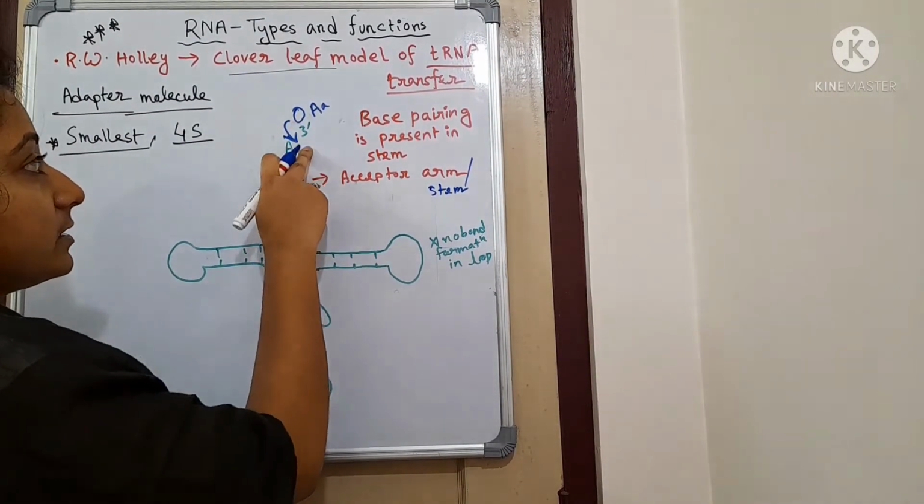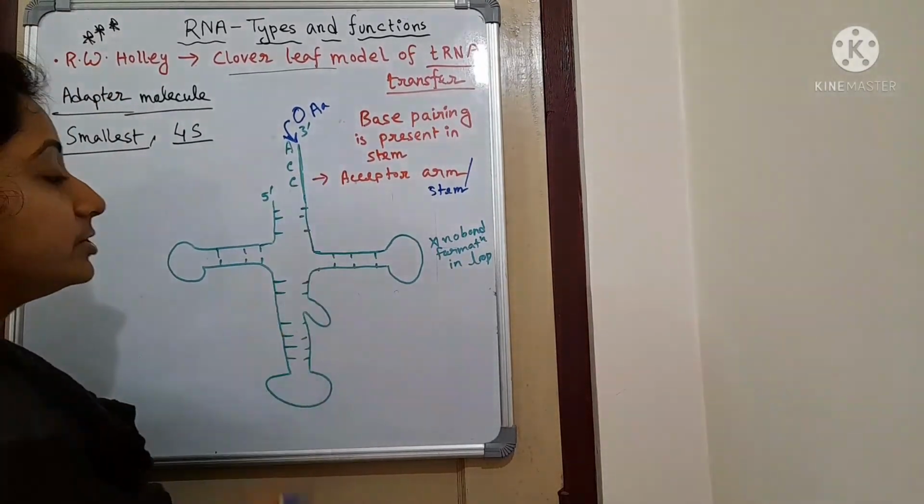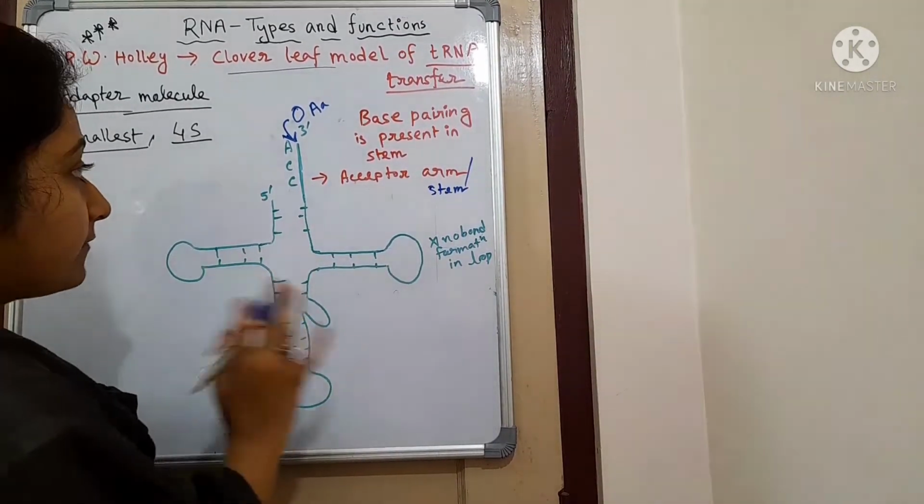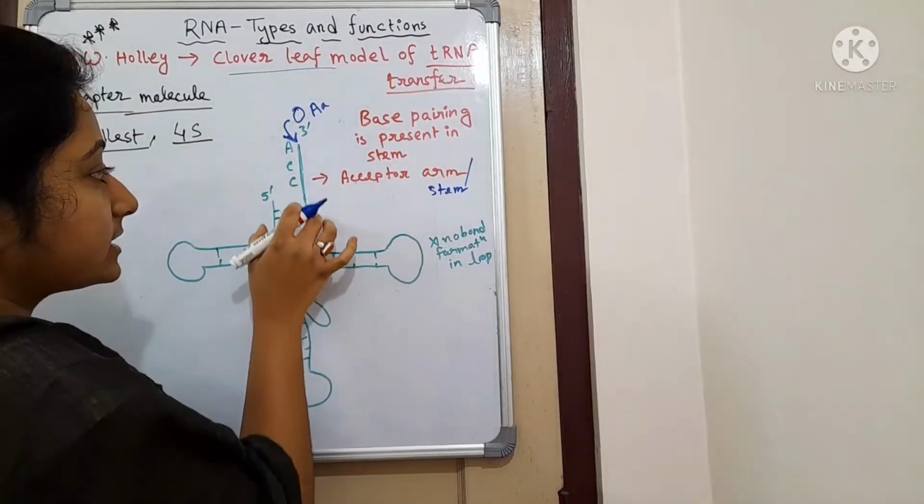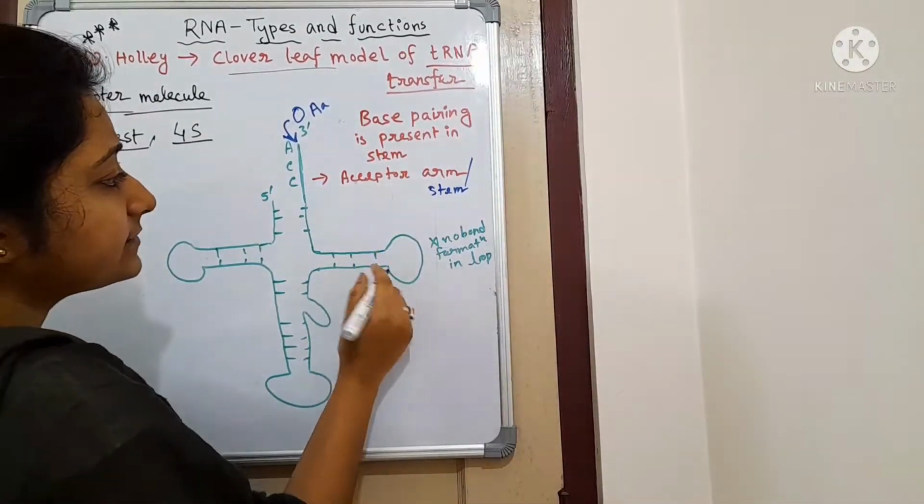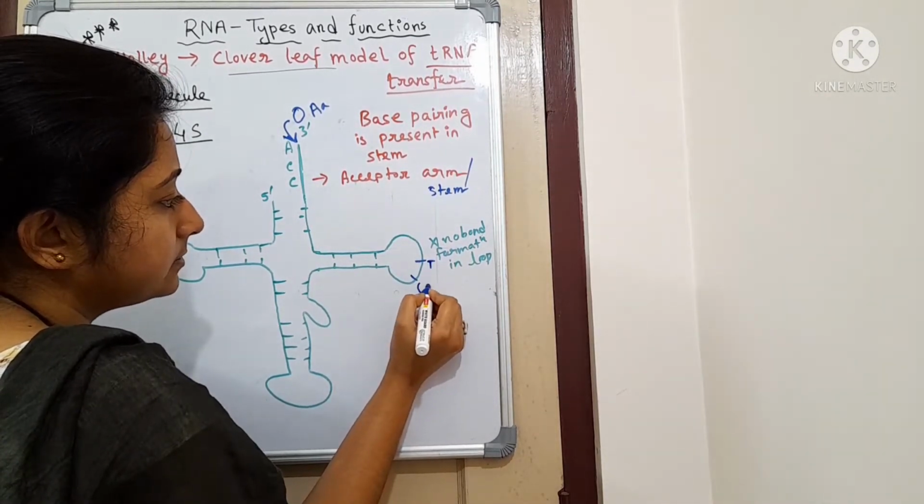So the amino acid will attach at the 3' end, at this constant region. A specific amino acid will come and attach. This part is known as the acceptor arm. Okay, right after this, there is another group like this.